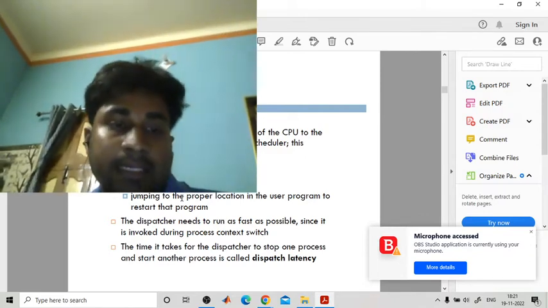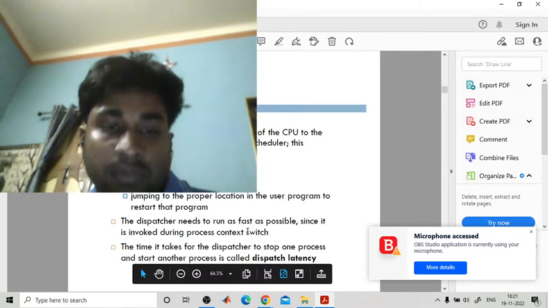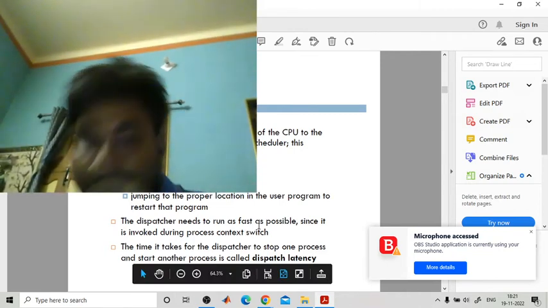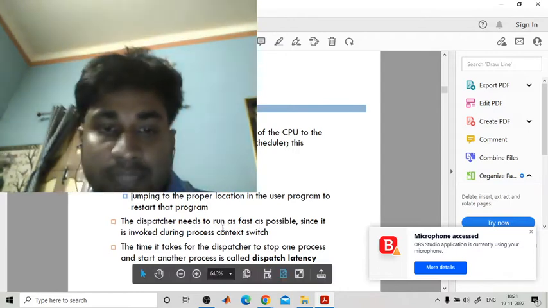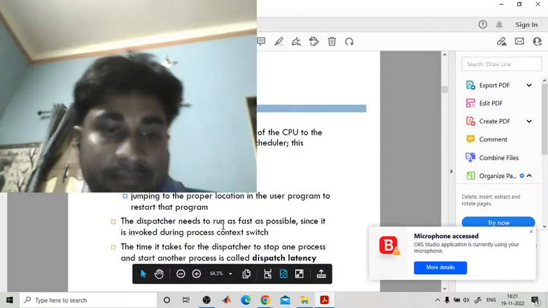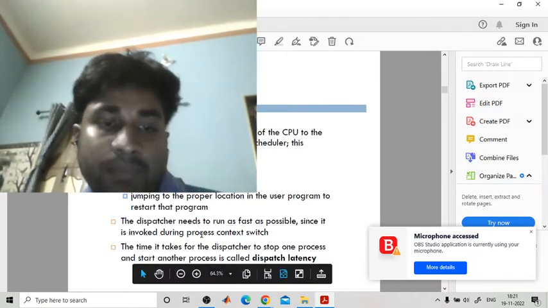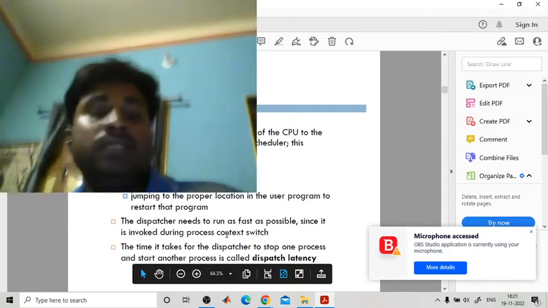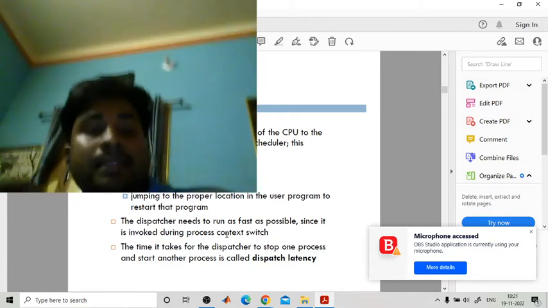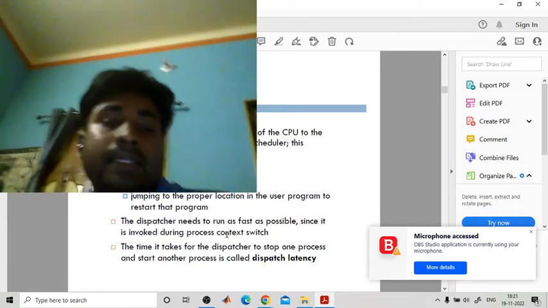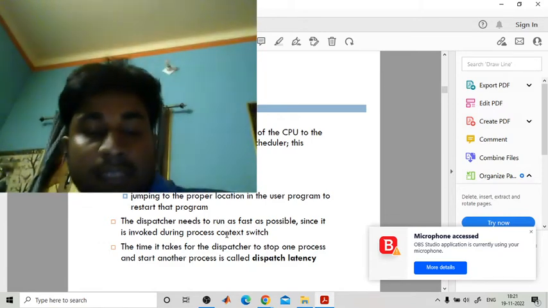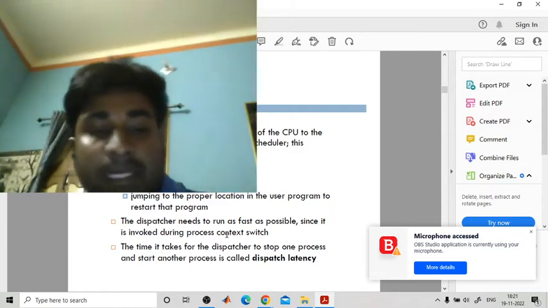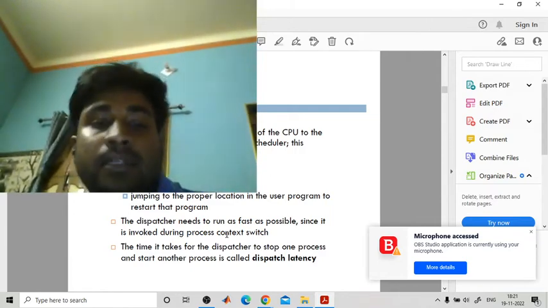Okay. Now the dispatcher needs to run as fast as possible. That means this dispatcher will actually run very fast since it is invoked during the process context switch. Context switch means actually what? Context switch means that one process has either finished or it went to the waiting state. At that time, some other process will come from the ready state to the running state.